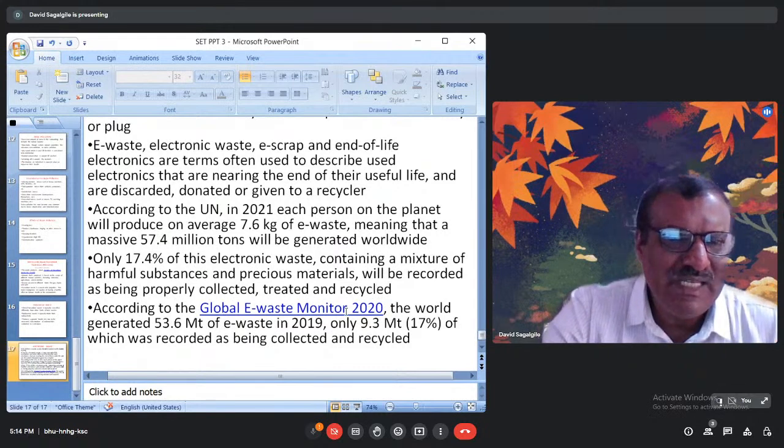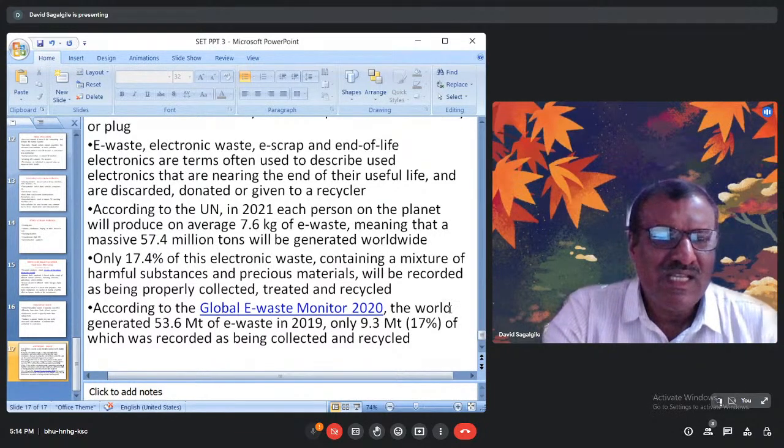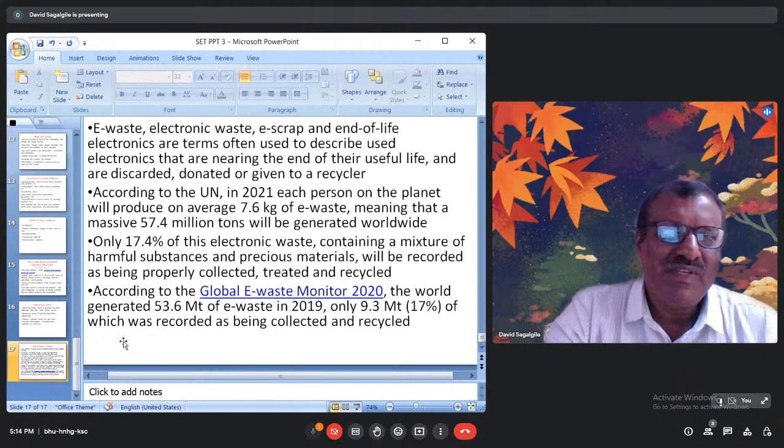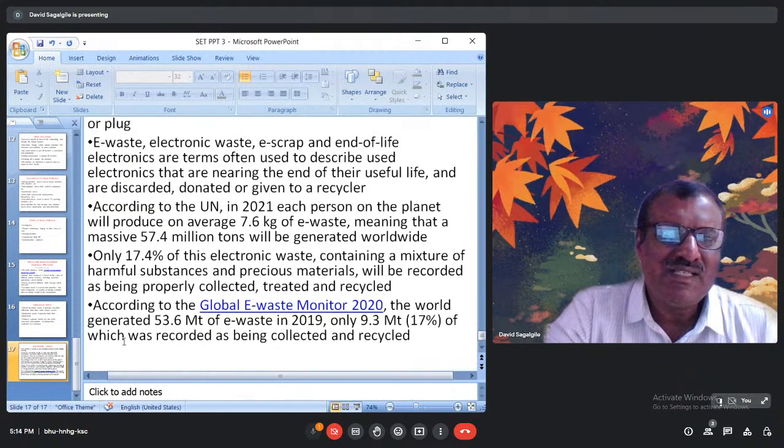According to Global E-Waste Monitor 2020, the world generated 53.6 metric tons of e-waste in 2019, and only 9.3 metric tons, that is 17% of which was recorded, has been collected and recycled. So this is a very huge amount of e-waste that is being generated.